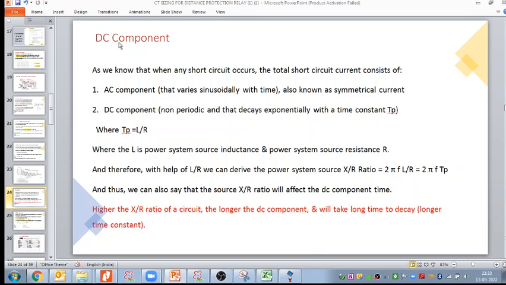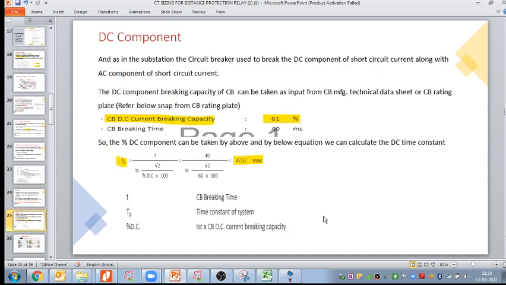Yeah, we can do. Okay, so let us now perform the calculations to find out the TP, time constant. In order to find the time constant, we have to refer to this DC component. In a substation, the circuit breaker has to break the DC component of the short circuit current along with the AC component. So there is one important point when we are selecting the circuit breaker: please do not focus only on the AC breaking capacity. We also have to check the circuit breaker's DC breaking capacity, how much they can handle.